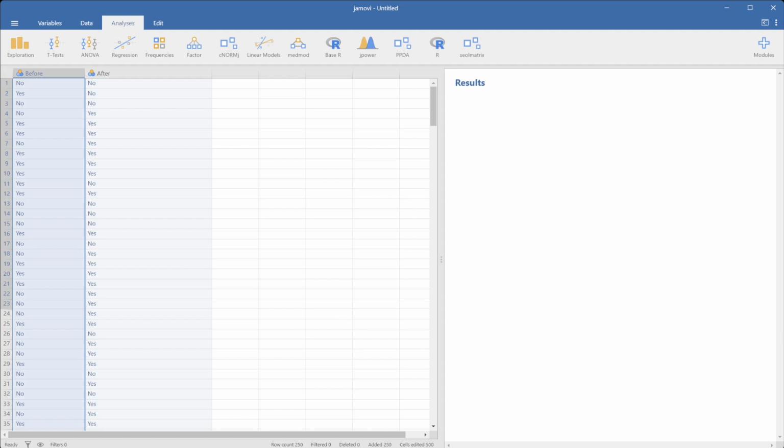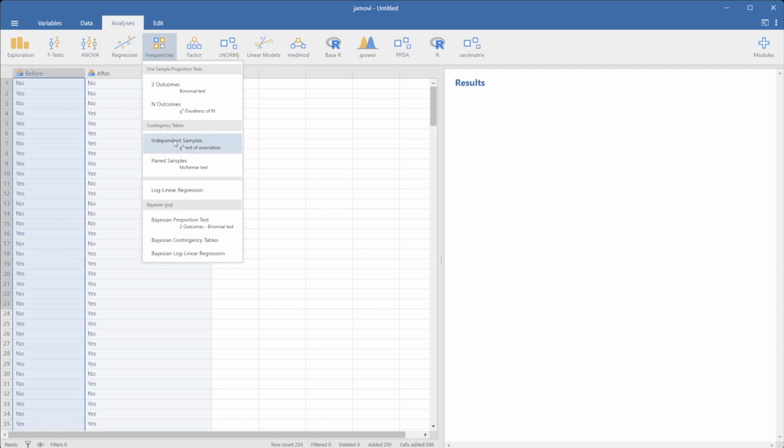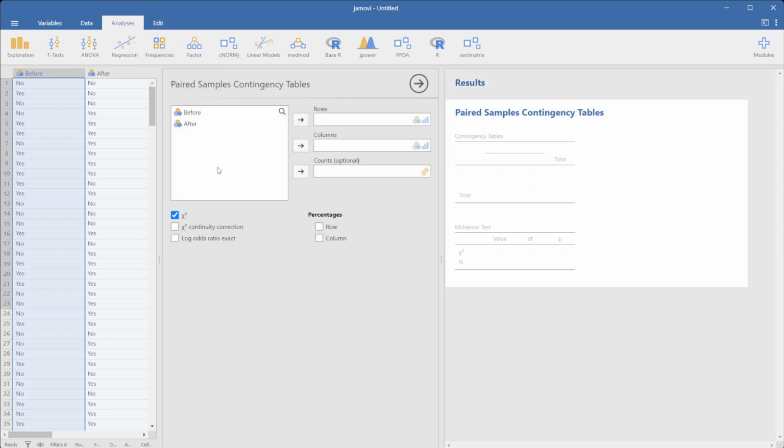Okay? And in Jamovi, it is again very, very easy. We go back to our frequencies, and this time, instead of independent samples chi-square test of association, we go to paired samples, which is the McNemar test. We click on it, we put the before into the rows and after into columns, but again, there is not really a big difference in this.